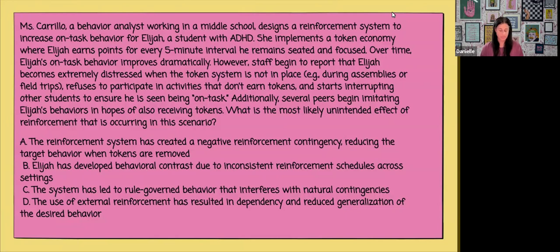A, the reinforcement system has created a negative reinforcement contingency, reducing the target behavior when tokens are removed. B, Elijah has developed a behavior contrast due to inconsistent reinforcement schedules across settings. C, the system has led to rule-governed behavior that interferes with natural contingencies. And D, the use of external reinforcement has resulted in dependency and reduced generalization of desired behaviors.